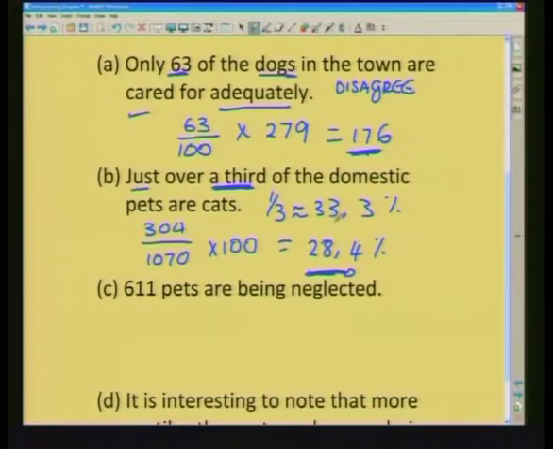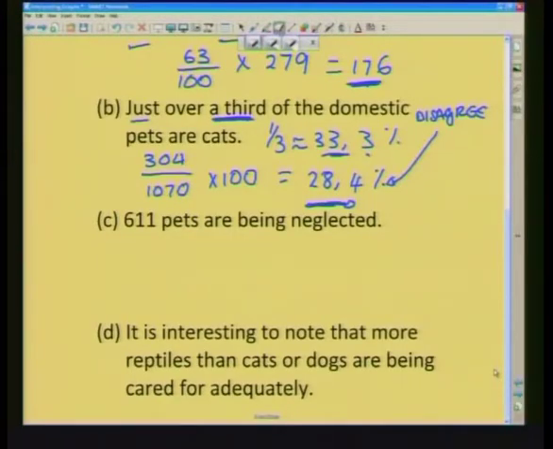28.4% is definitely not equal to 33.3%. So once again, we would disagree, and obviously show your working in order to back up your answer. So let's do the C part of this question now, where they say 611 pets are being neglected. So let's determine if 611 pets are in fact being neglected.